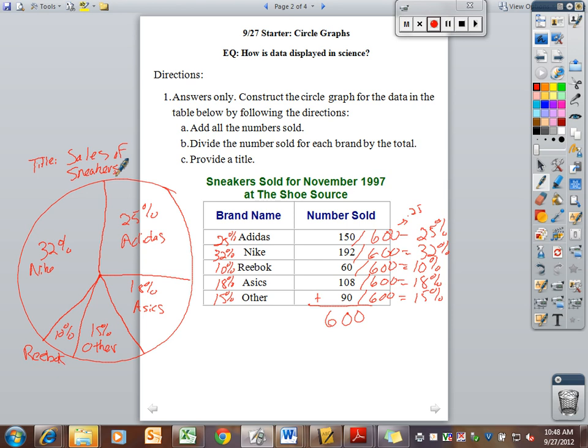Yes. Do we have to put this start on middle? No. Okay.